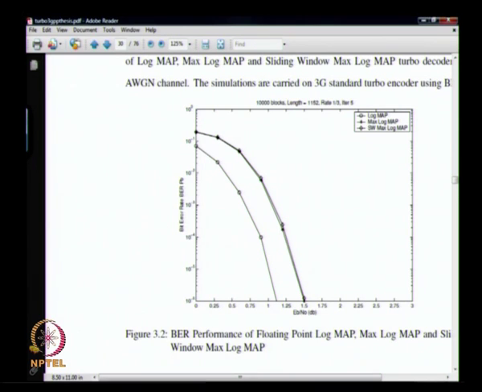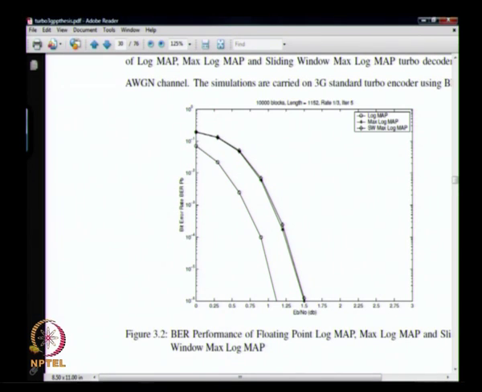Next is max log map. There, instead of max star, you do max. So you do not use the sigma squared. There is lots of benefit in that. If you look at the loss at 10 power minus 6 bit error rate, what is the loss? Roughly about 0.4. Maybe 0.4 dB loss from log map to max log map. And then he has SW. SW is basically sliding window.